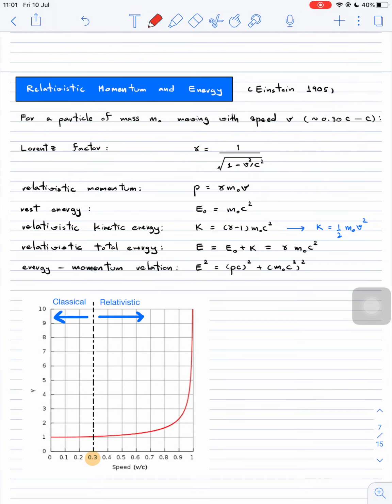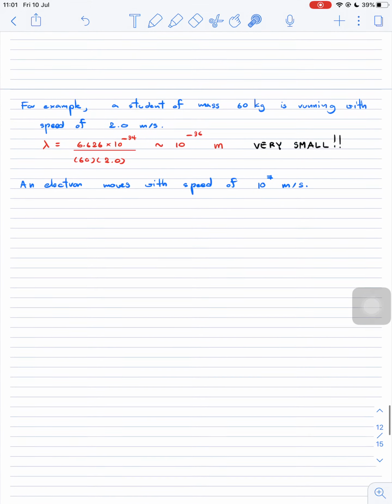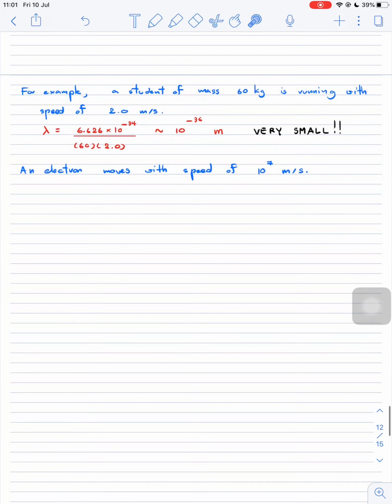So what is 0.3 times c? c is about 3 times 10 to the 8, and times 0.3 is about 0.9 times 10 to the 8, or just about 10 to the 8 meter per second. So if the speed of the particle is between 10 to the 8 and 3 times 10 to the 8 meter per second, then we can use the relativistic momentum. But in this case the speed is 10 to the 7 meter per second, so we can just use m times v as usual.